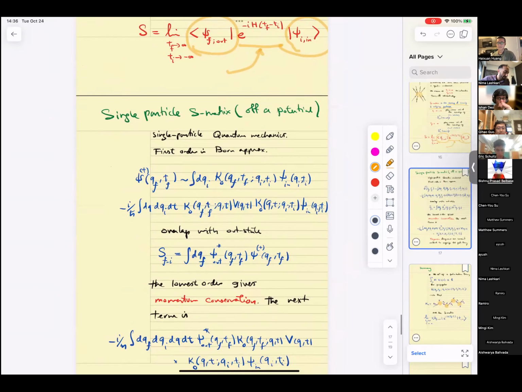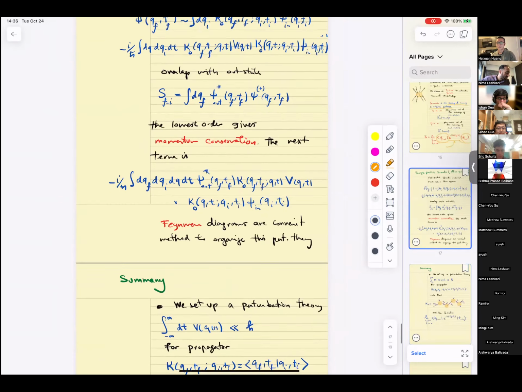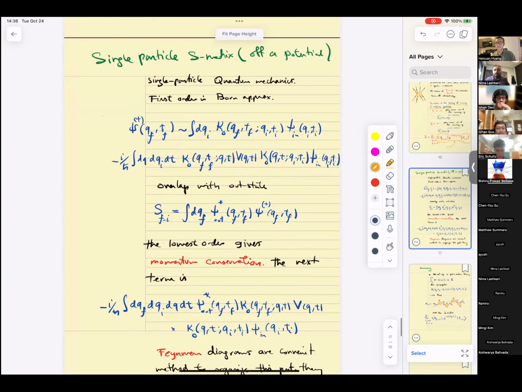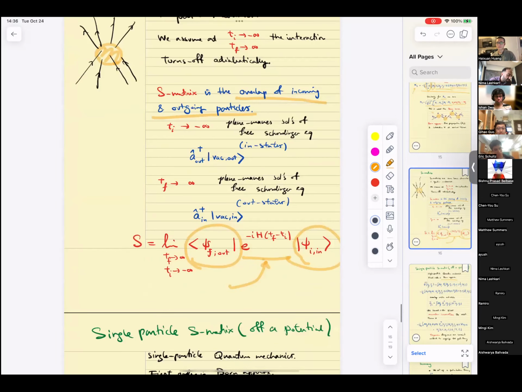So finally, I'm running out of time. Finally, I want to talk about the S matrix in quantum mechanics. Before talking about quantum field theory, I'm going to talk about the S matrix in quantum mechanics for a single particle in the approximation when you scatter off of a potential. There's an S matrix, right? And I can use the Born approximation to calculate the S matrix, right? How do I do that? Well, the effect of this is basically captured by the propagator.